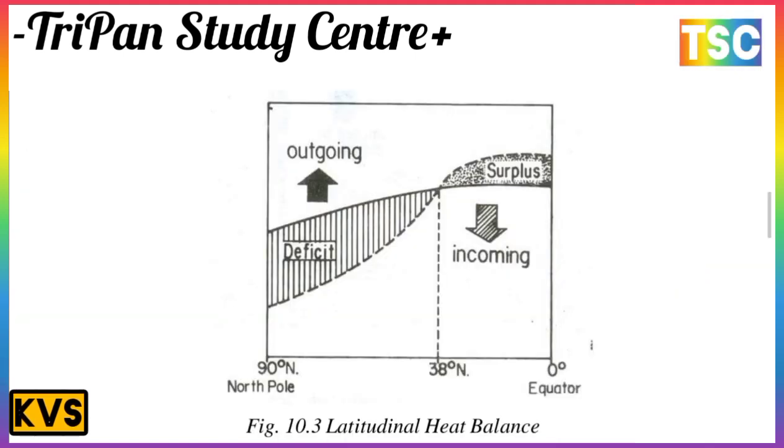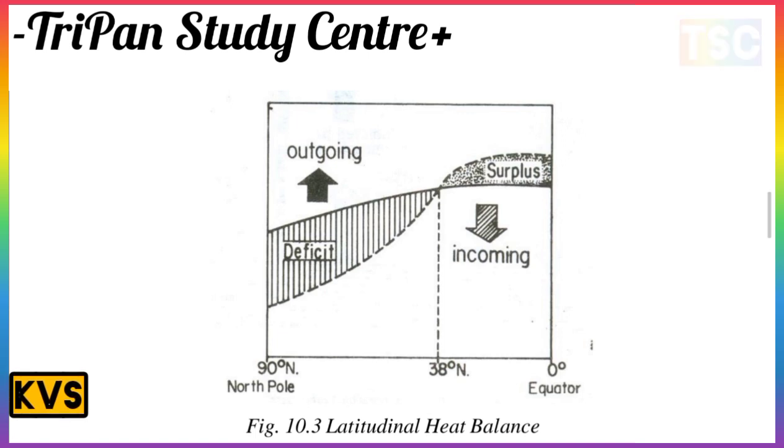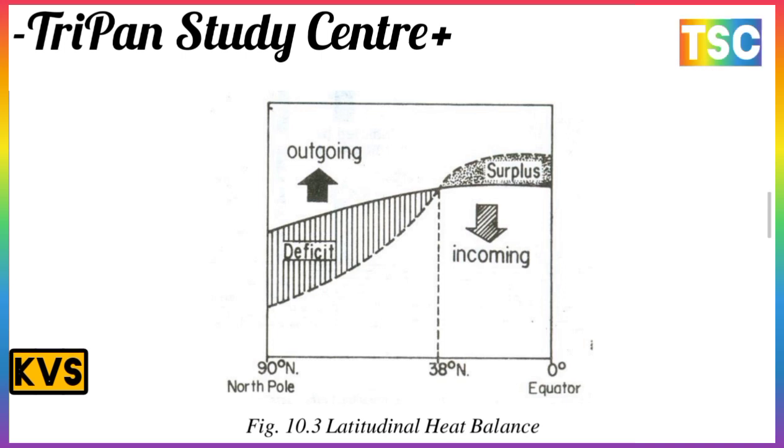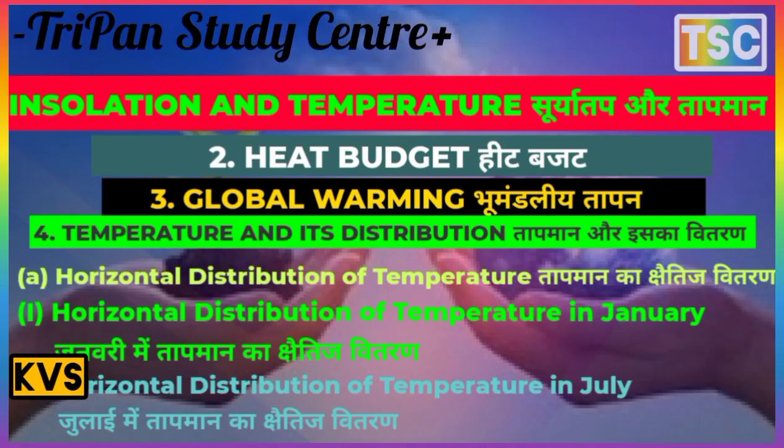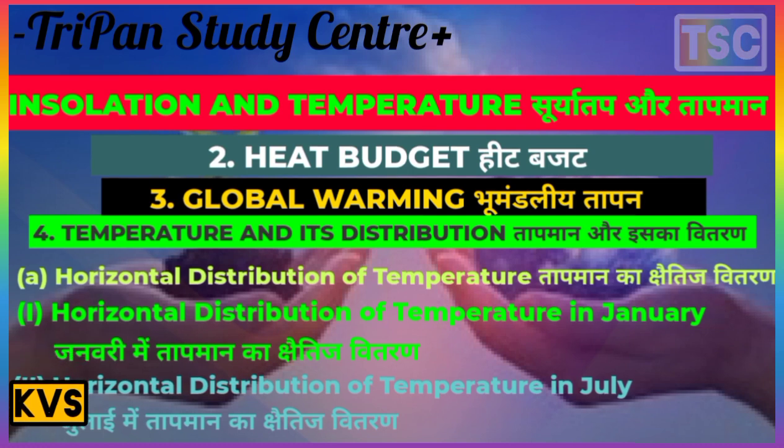Here is the most important diagram, the latitudinal heat balance. It shows the equator and the north pole, the incoming and the surplus, the deficit and the outgoing. This important latitudinal heat balance is shown in this diagram. Our next important topic arrives here, global warming.